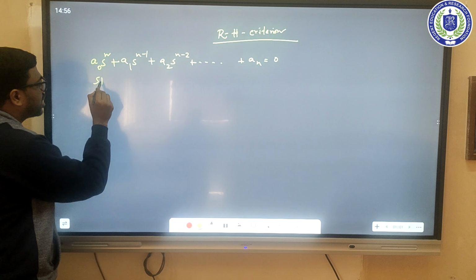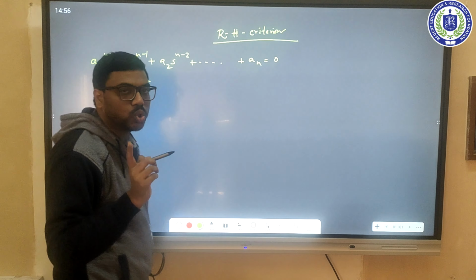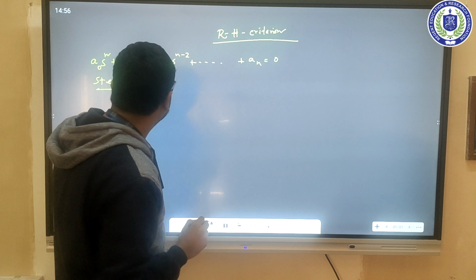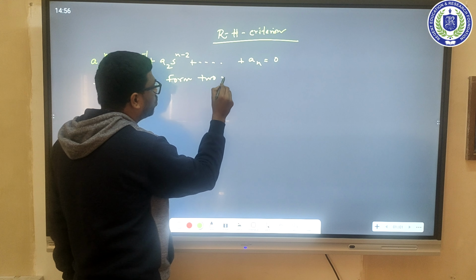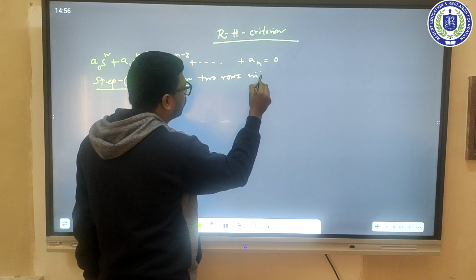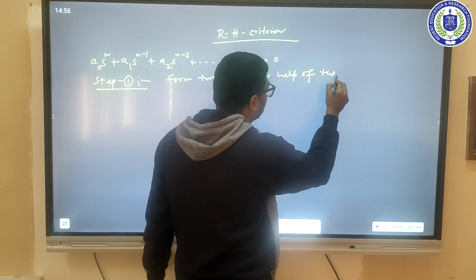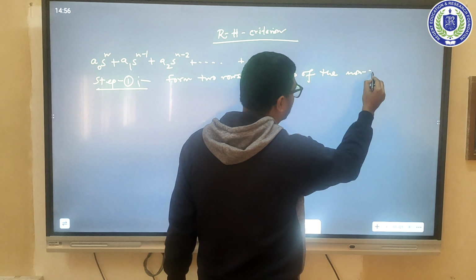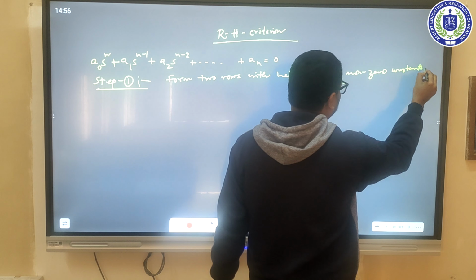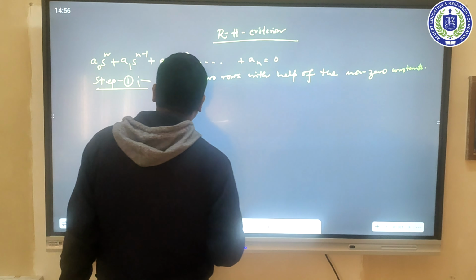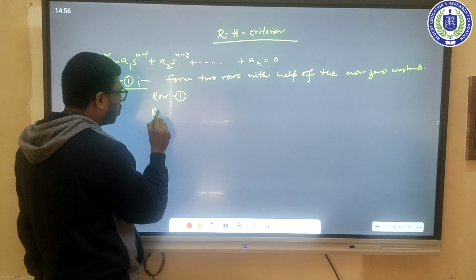So what will we do? The first step, that is step 1: form two rows with the help of these non-zero constants. So how will we form them? Say, this is row 1 and this is row 2.